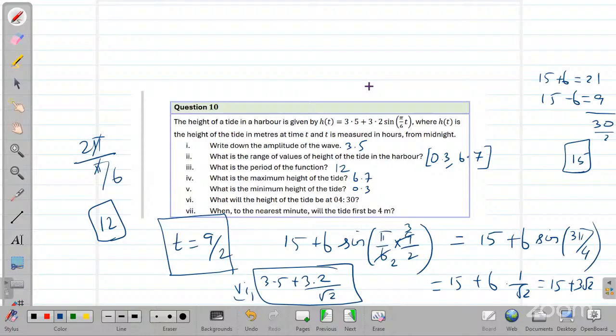I think I got it now. I got the answers for all of the questions in this one. Which one are you asking? I think I finished question 10. Yes. Okay. Can you just send me the next question? Yeah.